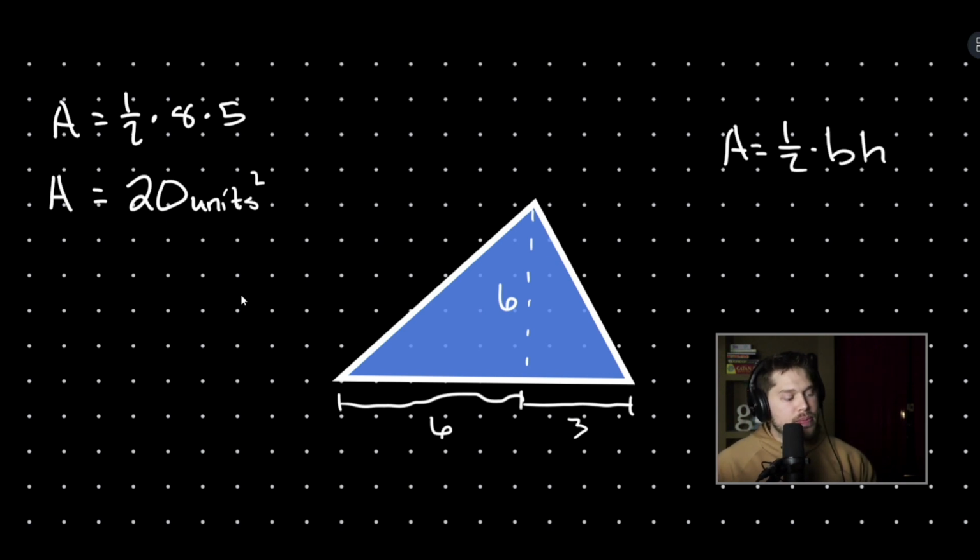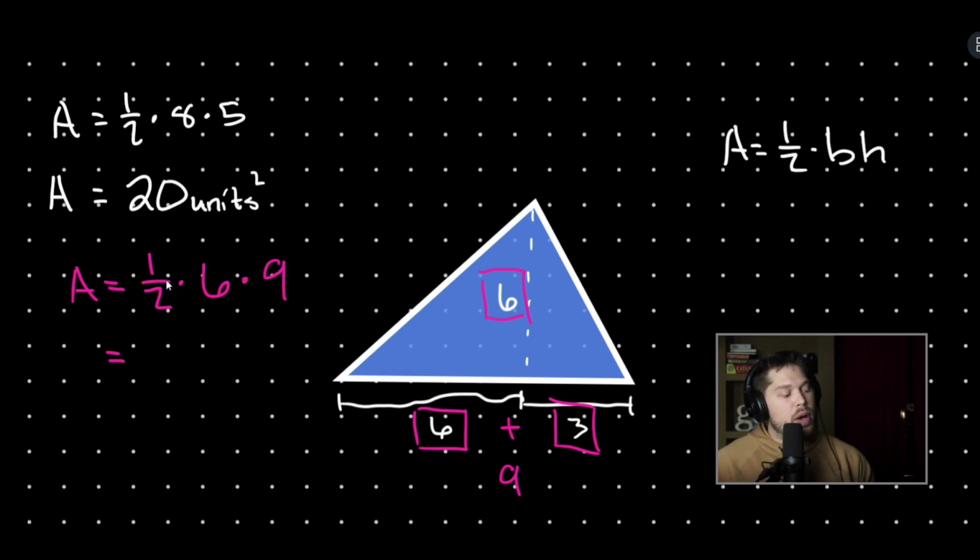Well, I'll change colors. So the height is given to us to be 6, but our base length is the sum of these two values. Our base length will be 6 plus 3 to give us 9. So the area for this triangle would be 1/2 times 6 times 9. 1/2 times 6 is 3, and 3 times 9 is 27. So the area for this triangle is 27 units squared. Excellent.